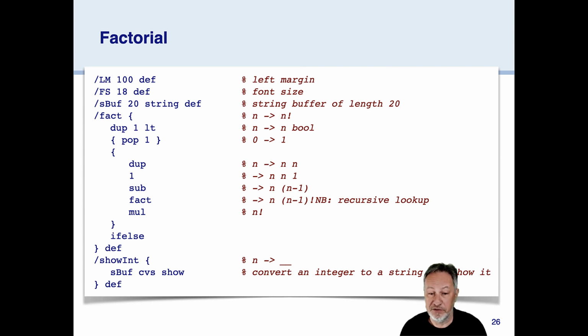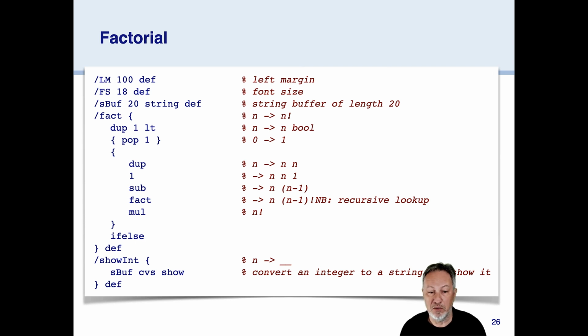Now, that's just the computation. We still have to manage all the printing. So here's a little procedure which will convert an integer to a string, because we can't print numbers, we can only print strings. So what showInt will do is take a number n from the stack, consume that, and show it at the current location.